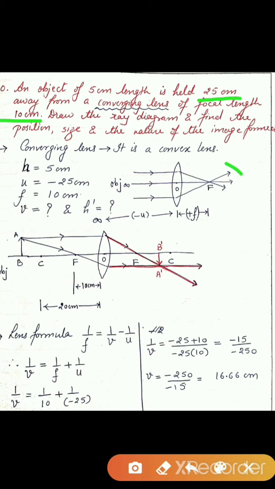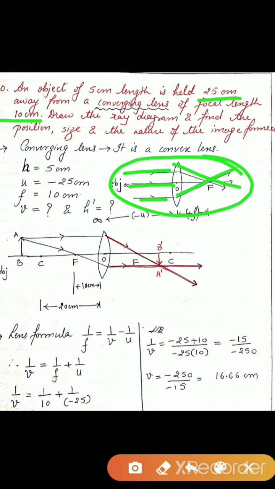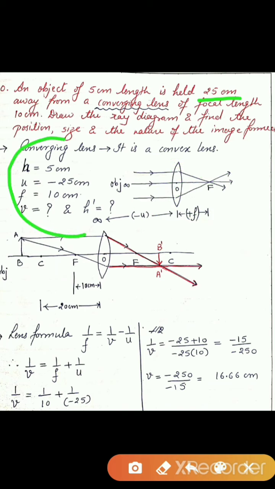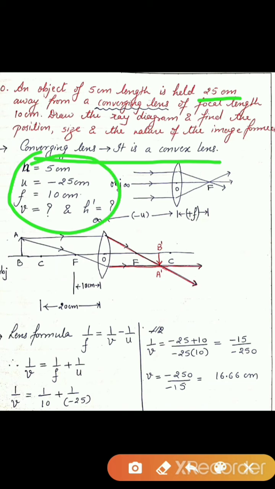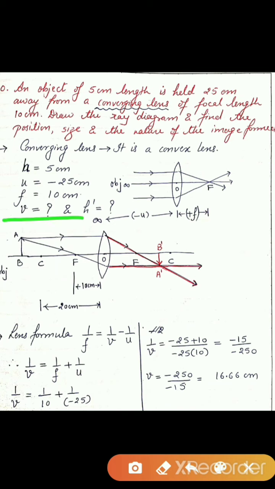Here this figure I have drawn just to show you how convex lens is a converging lens. We can see that all the parallel rays coming from the object are meeting at one point after passing through this convex lens. So convex lens is a converging lens. Here we have written all the given quantities. Whenever you are given any numerical, first of all note down what kind of lens or mirror you are having, and then write down all the quantities which are given and what you are supposed to calculate. Till here we have understood.